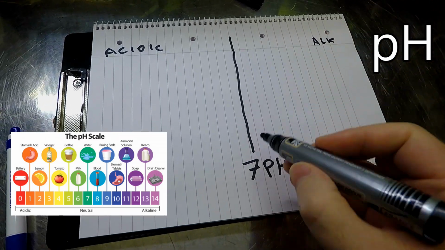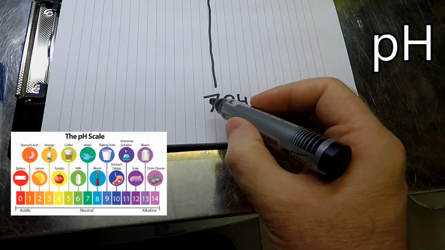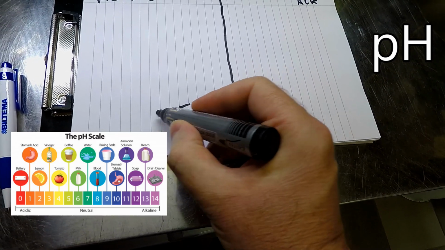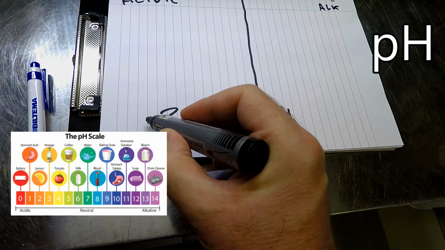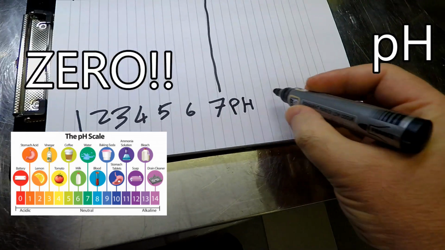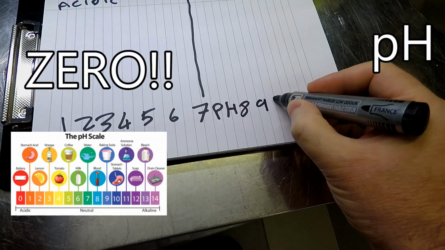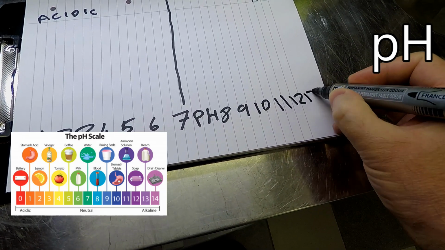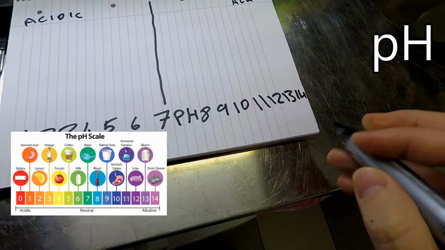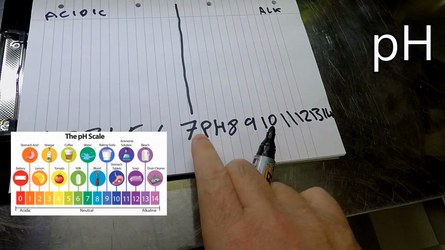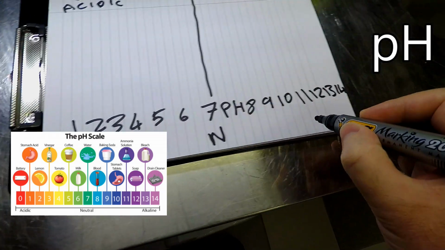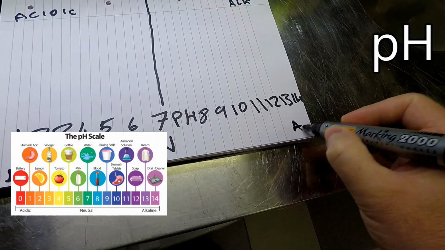And then on either side of the 7 pH, the number would go down, right? So you'd have 6, 5, 4, 3, 2, 1. And then up here you'd have 8, 9, 10, 11, 12, 13, 14. So this is the scale. Here is the neutral, the N for the neutral. This is the acidic side, and this is the alkalinity side.